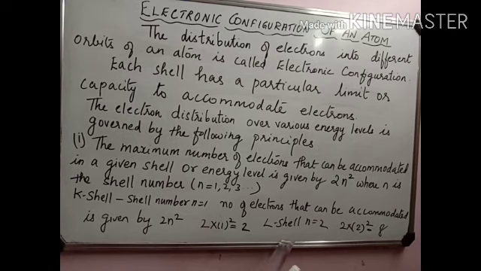Coming to the L shell, how many electrons can it accommodate? If we take the L shell, the shell number n is 2. So it can accommodate 2 into n square. Here n is 2, so 2 into 2 square, that is equal to 8. So it can accommodate 8 electrons. Is it clear?